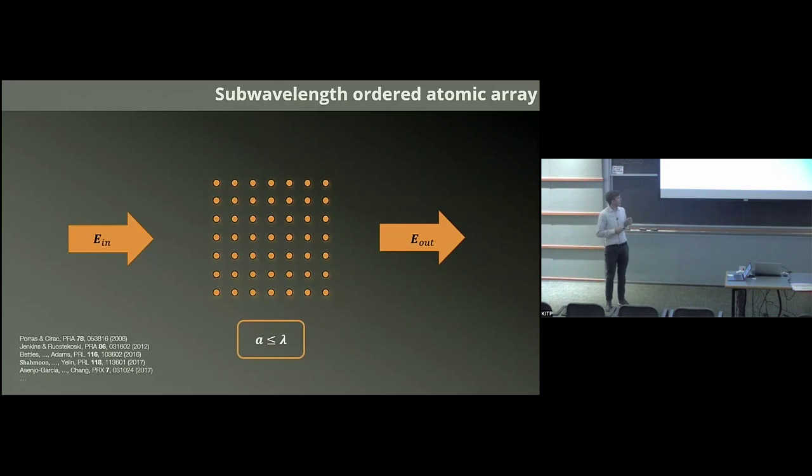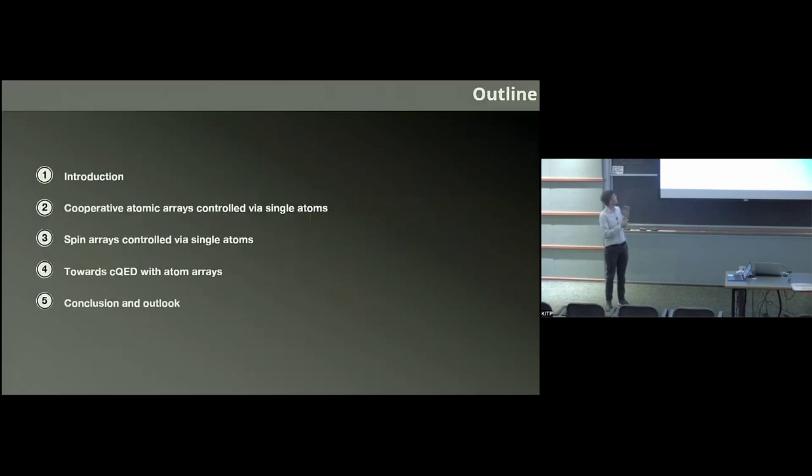So here's the outline of the talk. I will first introduce this concept of cooperative atomic arrays. That's of course been discussed a lot recently, and I will tell you how we can control those with individual atoms. Then I will tell you how we can use ideas that we developed in the context of controlling these arrays and translate this to controlling spin systems. So this is new work. And then I will give you a brief glimpse into a new project that we're setting up at MPQ, a new experiment where the idea is to couple atom arrays to a cavity, so to do cavity QED with individually controllable atoms.